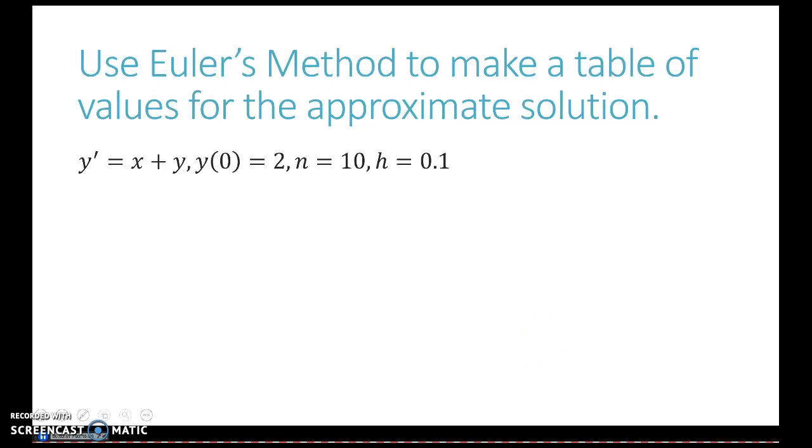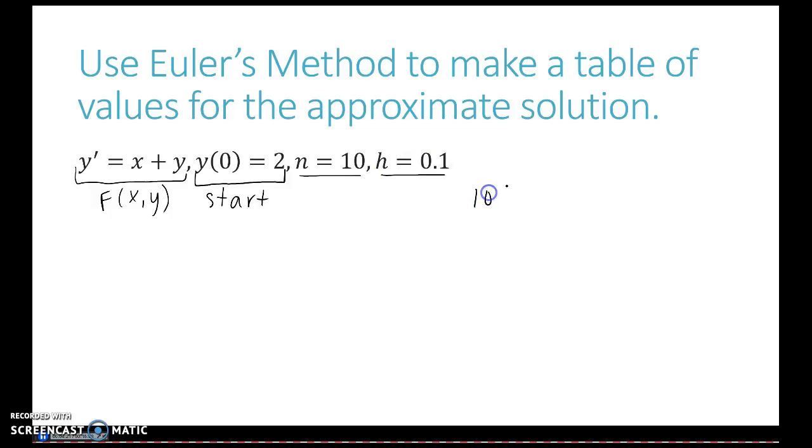Okay, so use Euler's method to make a table of values for the approximate solution. So here's my differential equation. Okay, this is my starting value. This is how many approximations I'm using, and this is the step size. So we're going to have 10 approximations, each of a unit of 1/10.